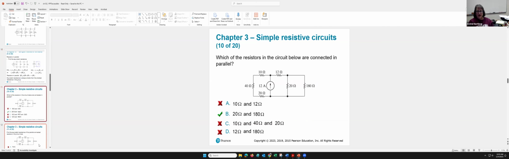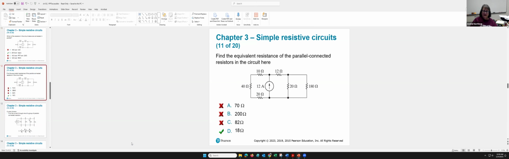All right, so here the question is asked, which of these resistors are connected in parallel? Well, we already know that the 10, the 40, and the 20 over here on the left are connected in series because it goes one through the other, one through the other. If we look at these two, we can see these are not connected end to end. They're not connected in series. They're connected in parallel. So the 20 and the 180 are connected in parallel. It turns out that the 20 and the 180 are connected in parallel with the 12 and also with the equivalent resistor over here. But the answer to the question is the 20 and the 180 ohm resistors are connected in parallel.